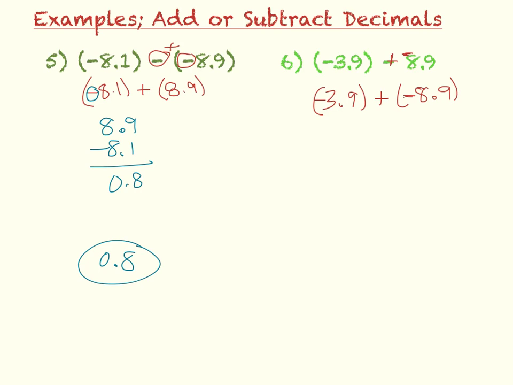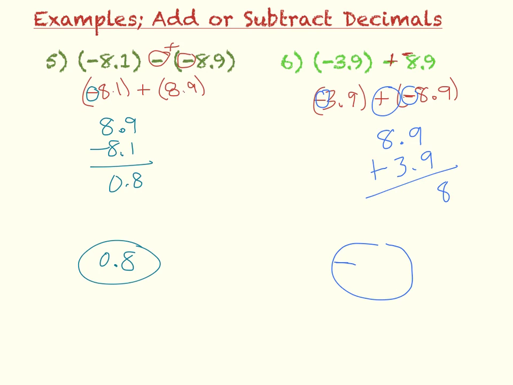is recognize that both of these are negative numbers, so that means my answer has to be negative. Then I can just add them together. So I have 8.9 plus 3.9, and I get 9 plus 9 is 18. 1 plus 8 is 9, plus 3 is 12. So your answer is negative 12.8.